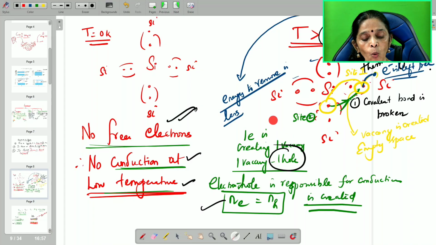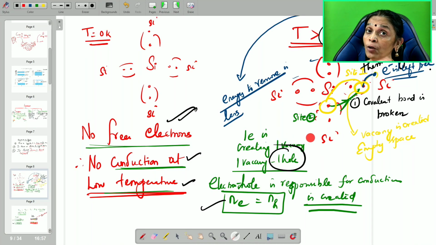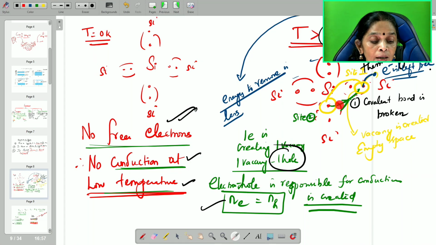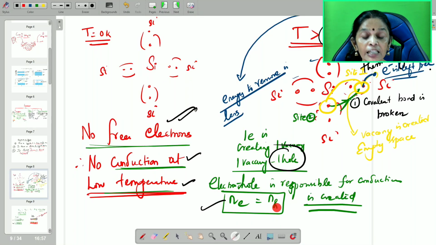Hence you can say that one electron is creating one vacancy. Therefore the electrons and holes are responsible for conduction. So which is responsible for conduction? Electron as well as hole. Is the hole moving? Actually no. It is an apparent movement of the hole. Why apparently moving? Because the electrons are moving, hence the holes apparently move here. So for n electrons, n holes are produced. Both electrons and holes are equal in number.